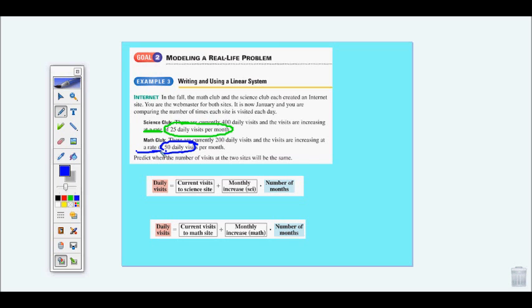So what we're going to try to figure out for a linear system here is we want to predict when the number of visits of the two sites will be the same. Now, this is from your textbook. I'm going to change something just slightly because we have rates and we have constant terms. So we know when we have rates and constant terms, we can write that in slope-intercept form. So I'm going to write my science one as y equals, and my rate is going to be 25.